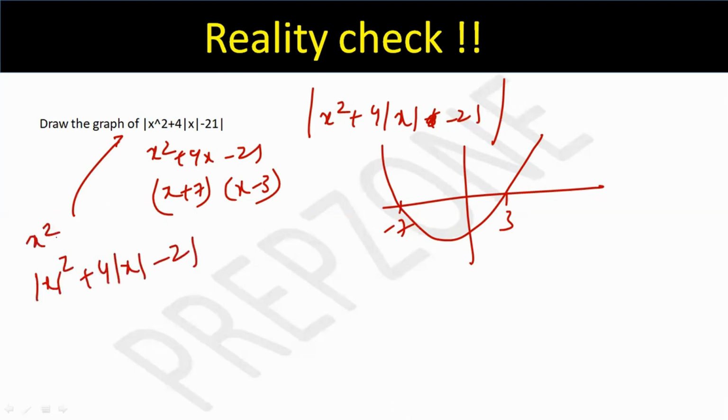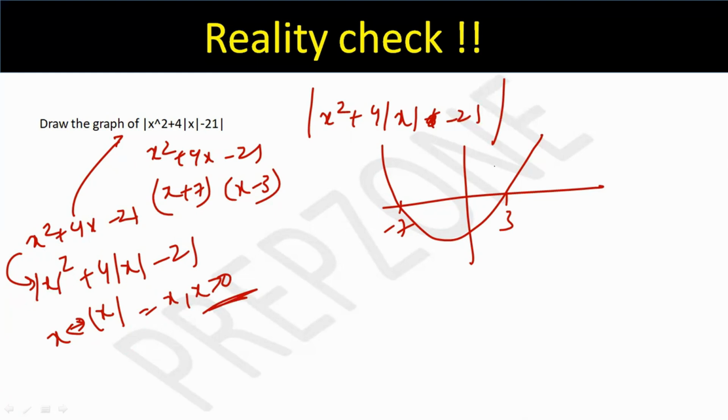अभी हमने plot किया है x square plus 4x minus 21, is what we have plotted. Next step is to replace x by mod x. How do we do it? Replacing x by mod x is what? Mod x is equal to x when x is positive, and because it's an even function, whatever is the value of positive x will just translate to the negative value as well.